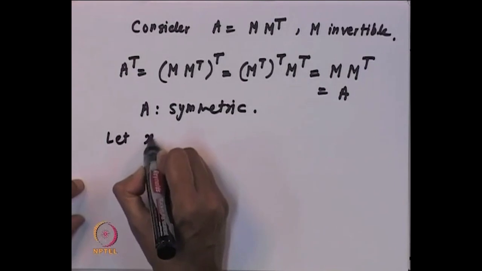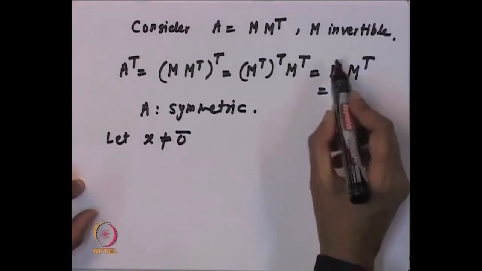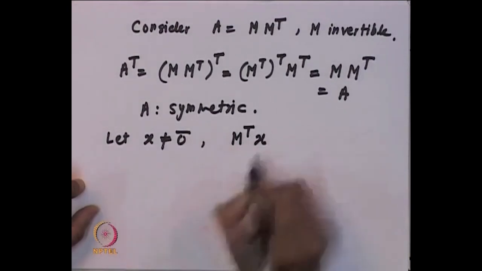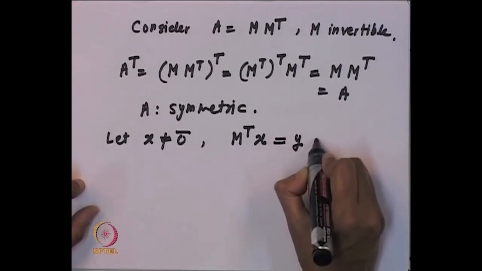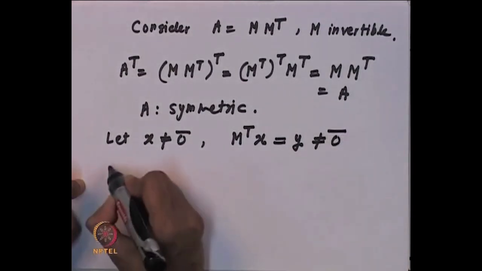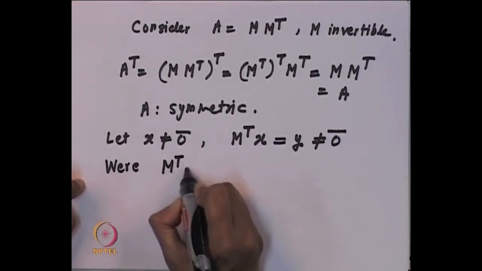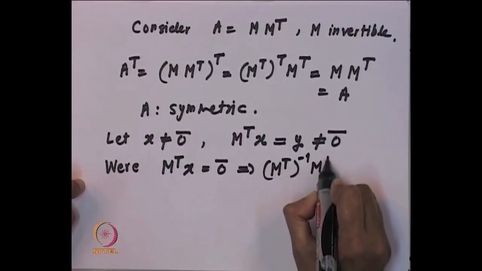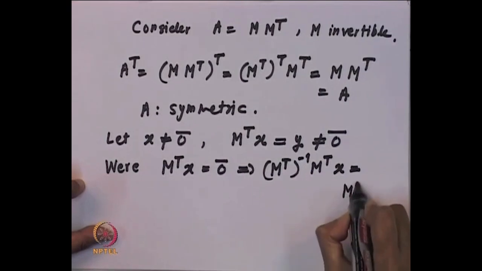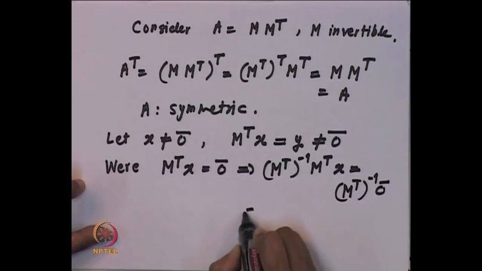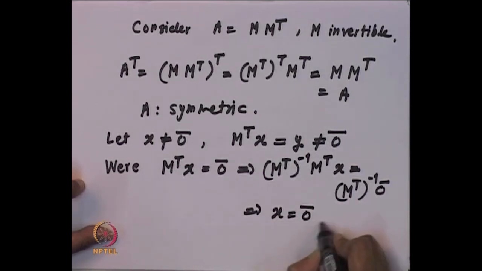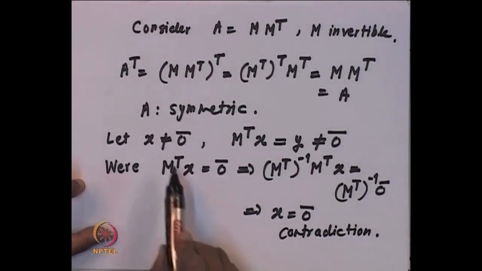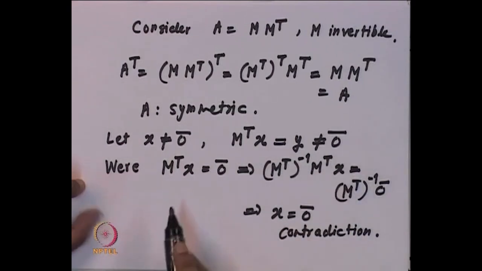Now, let x be not equal to 0 vector. M invertible means M transpose also is invertible. So, you consider M transpose x, let me call it y. This is not a 0 vector, because if M transpose x equals 0 vector, this will imply that M transpose inverse M transpose x will be equal to M transpose inverse into 0 vector, which will imply x is equal to 0 vector. So, that will be a contradiction, because you are starting with x not equal to 0 vector. So, M transpose x is equal to y, which is not a 0 vector.